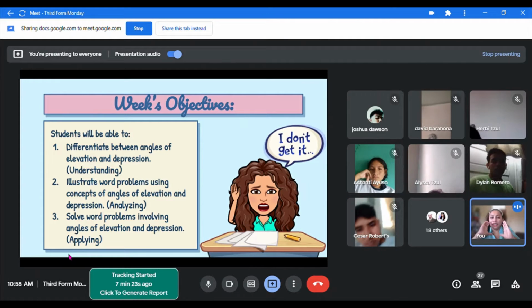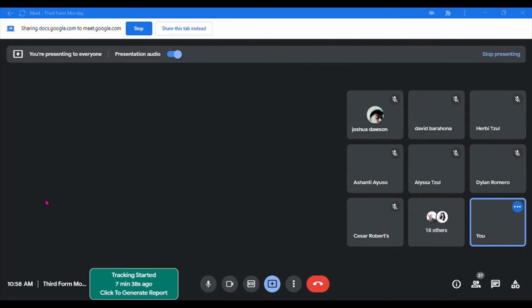So I give you a word problem, you read it. Okay, is it angle of elevation? Is it angle of depression? I need to know which one. I draw what the question is saying and then I solve it. So this is what we want to accomplish this week. And this is what our lesson is about today.